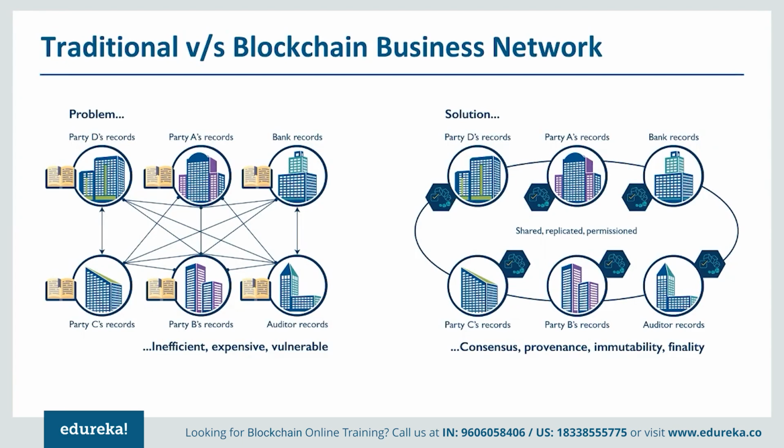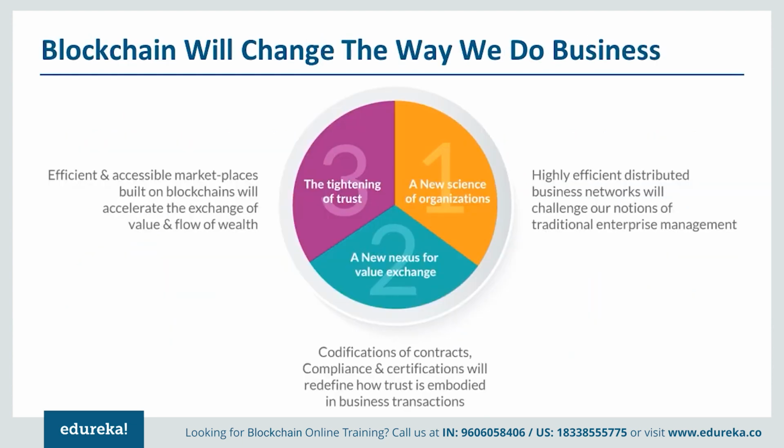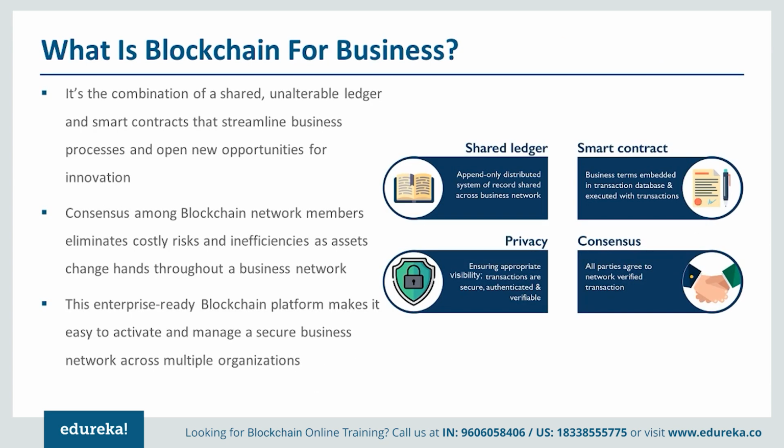Now the key problem is that in a traditional network, they are sharing information with each other in an inefficient, expensive and vulnerable way, maybe by emails, maybe by unsecured transactions, and then there is a problem of reconciliation, etc., which is solved by using a blockchain-based network, where you have consensus, provenance, immutability and finality. Blockchain, I think we already know, lets us create a highly efficient distributed business network. We can do the codification of contracts, and compliance and certifications will redefine how trust is embodied. Efficient and accessible marketplaces built on blockchains will accelerate the exchange of information and value. Now, these four things are key characteristics of blockchain for business.